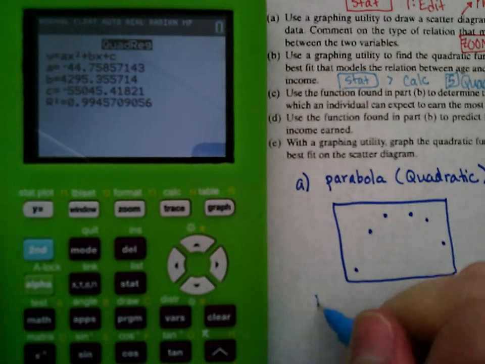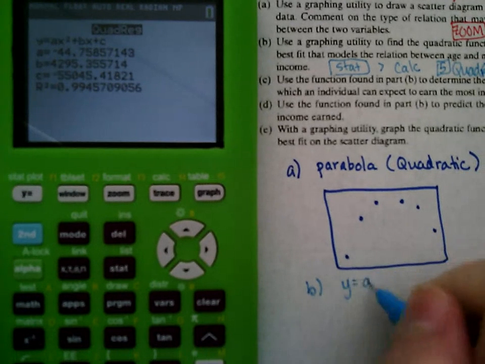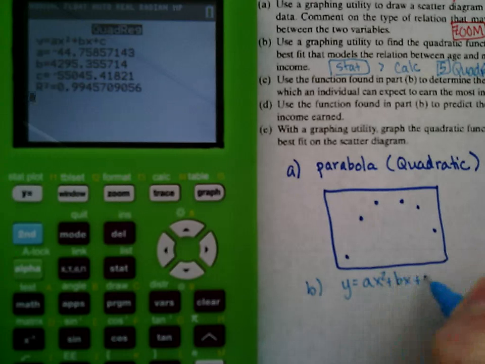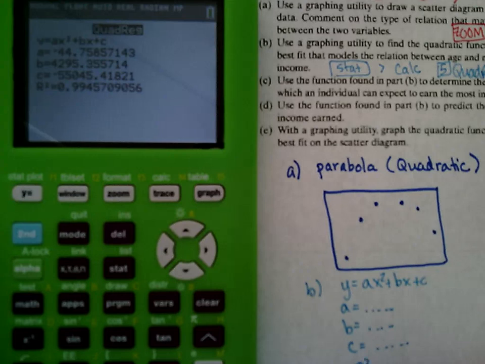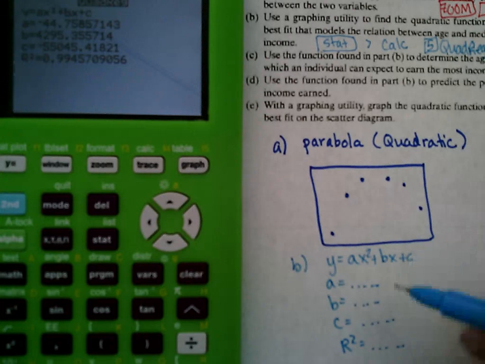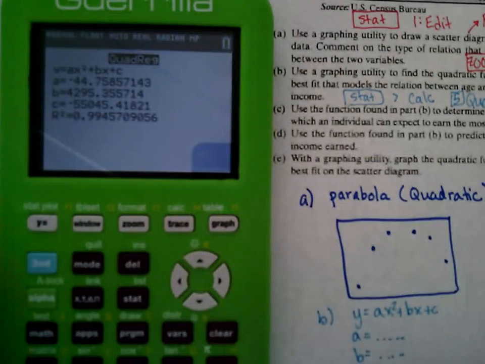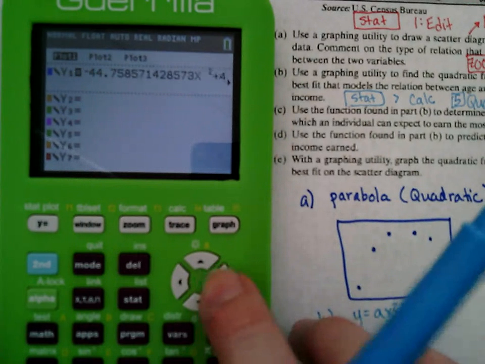So part B, when we do that, the equation is going to be y equals ax squared plus bx plus c. And then the rest of the screen tells us what a is, tells us what b is, tells us what c is, and then tells us r squared. So if we need to type in the model, then we would just fill in the a, b, and c with the numbers on the screen. And if we look at y equals, you can see there it's done that for us.